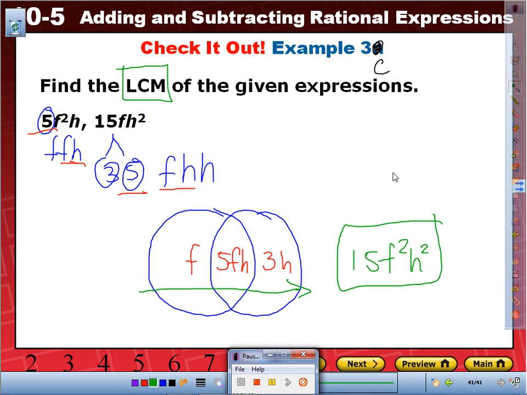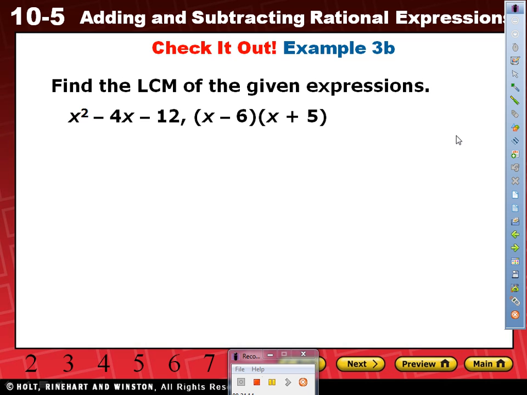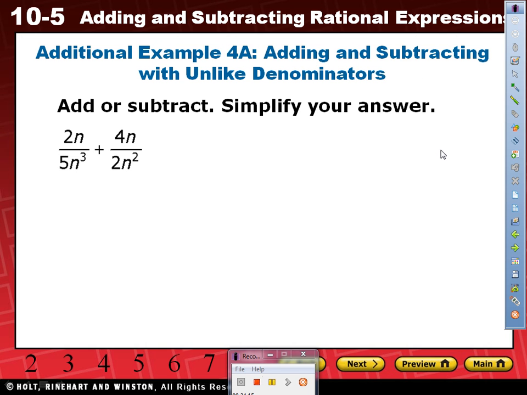Okay, so now we're done with the easy part. Copy this one, please. Example 4A. Add or subtract. However, look at this one. This one does not have like denominators. So this is 2n over 5n cubed plus 4n over 2n squared.